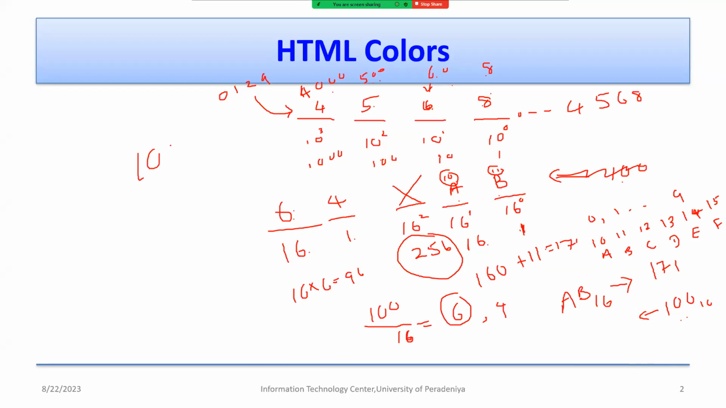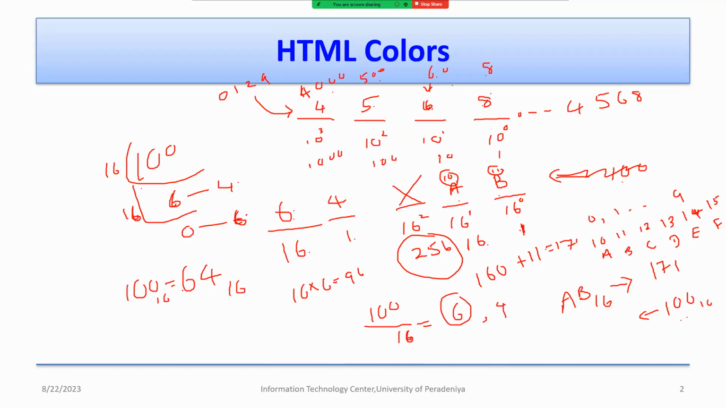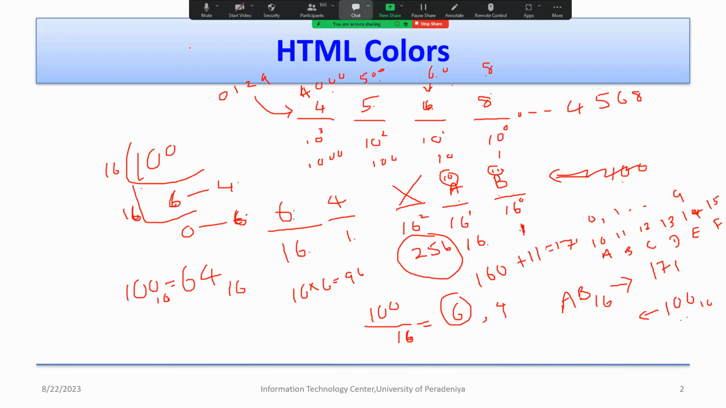Or there is another way, right? We can divide the 100 by 16. Six portions, and the remainder is four. Then we divide 6 by 16: no value, and the remainder is 6. So in the hexadecimal number system we can say 6, 4, which is equal to 100 in decimal. So that's how we convert decimal to hexadecimal and hexadecimal to decimal. Is it clear? Did you understand?